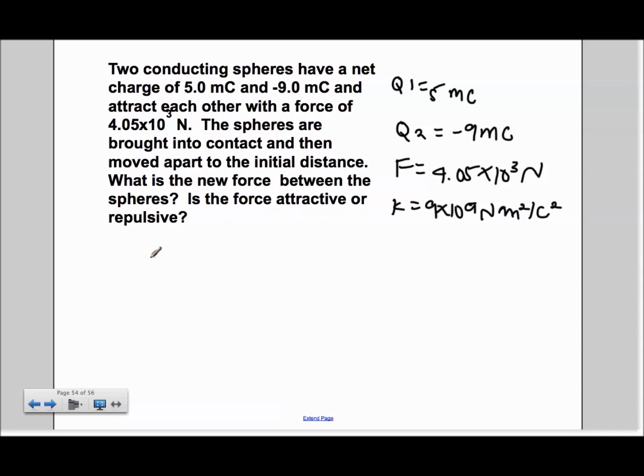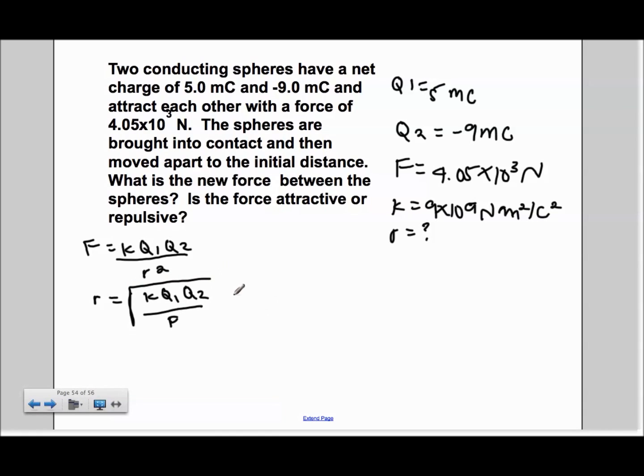Now, in order to find the new force between the spheres, we have to know what R is. So basically, first we're going to solve for R before we start solving for a new force. So force is equal to K Q1 Q2 over R squared. So isolating the variable R from that equation, we get that R is equal to K Q1 Q2 over F, and the square root of this entire formula.